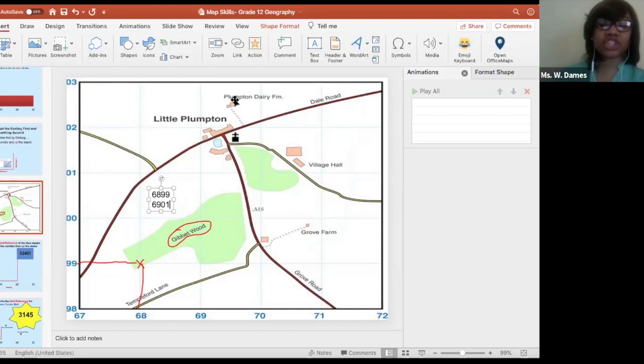Let's look at Village Hall. Village Hall is over here. What would be the 4-figure grid reference for Village Hall? Sorry guys, I didn't give you the grid reference for the last one. I'll give it to you. The answer for the dairy farm was 6902. Let's look at Village Hall now. What would be the grid reference for Village Hall?